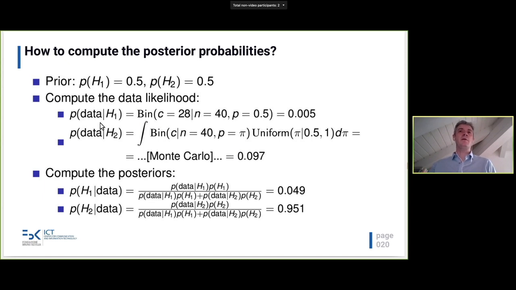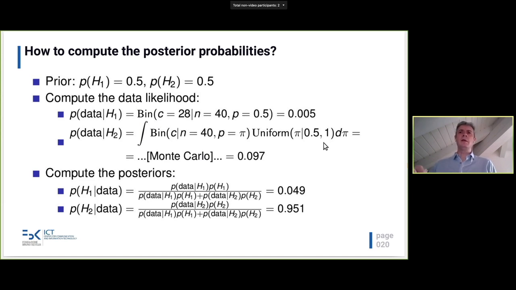So in case of hypothesis 1, the data likelihood, the probability of the data given H1, is the binomial distribution where we plug the numbers 28, 40, and 0.5, and we obtain 0.005. This is the data likelihood under that hypothesis. It's a bit more complicated to compute the data likelihood under the second hypothesis, that the classifier predicts better than chance level. In this case, we have to integrate the binomial distribution over all possible values of the parameter pi that is taken uniformly from 0.5 to 1.